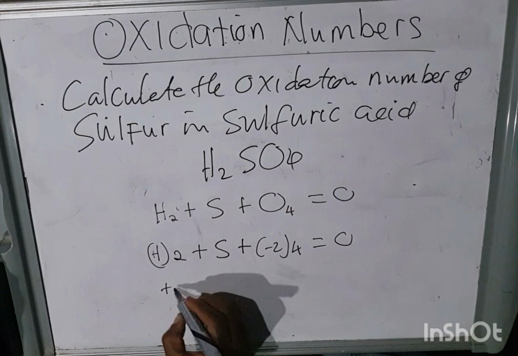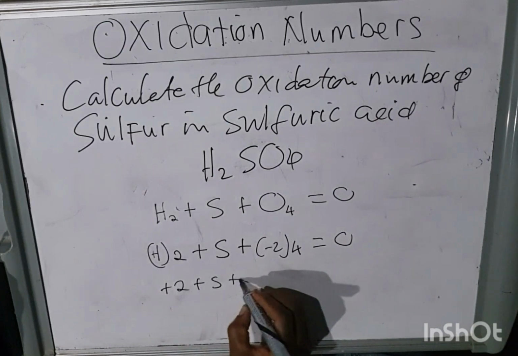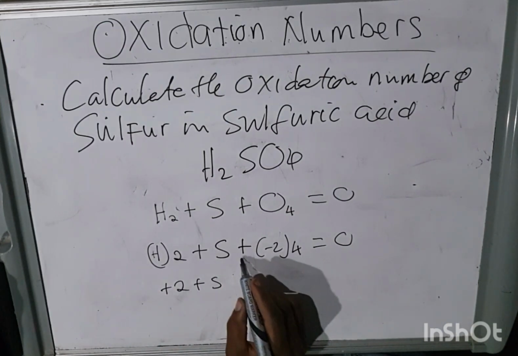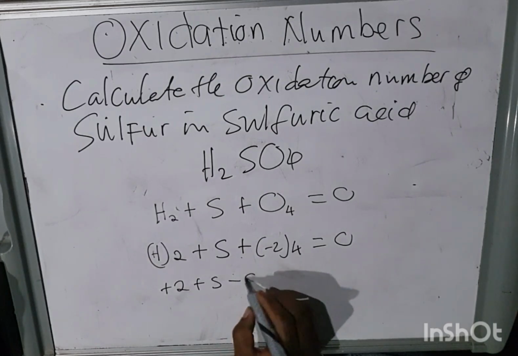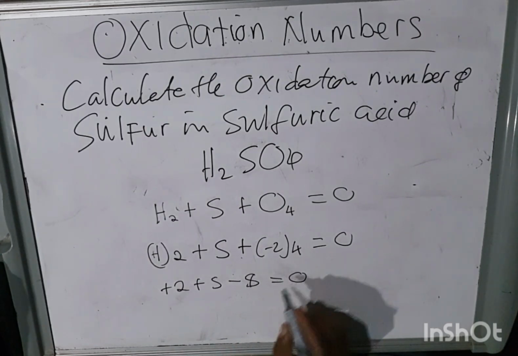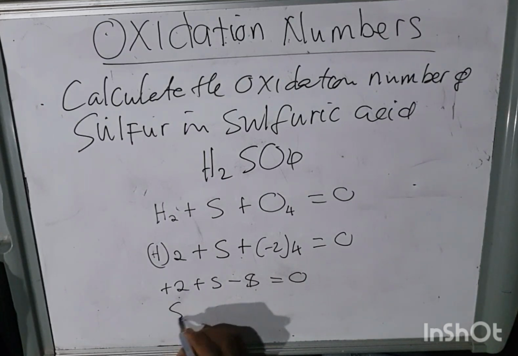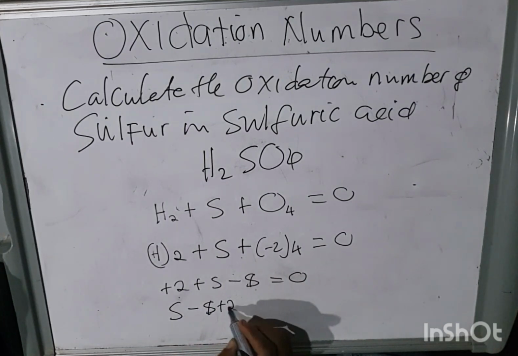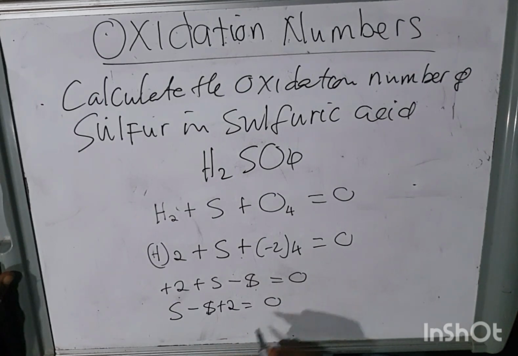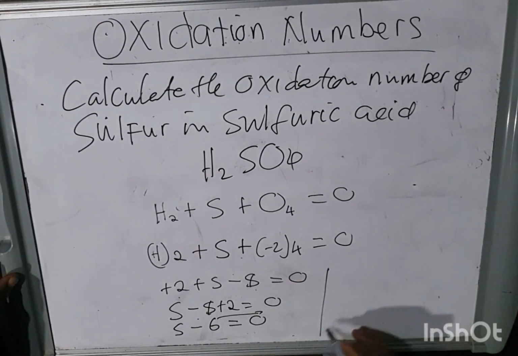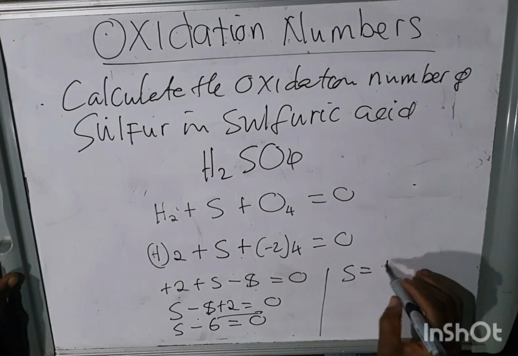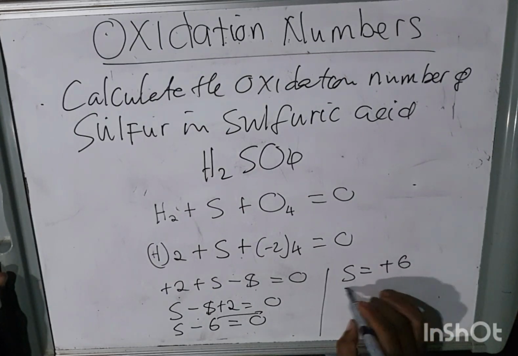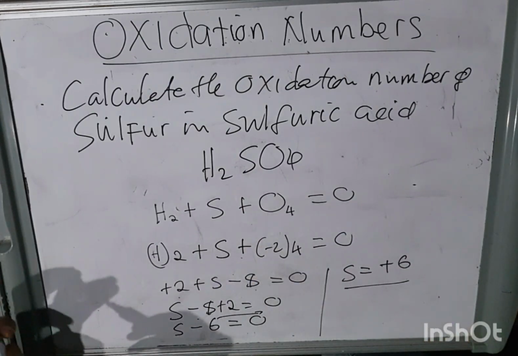So we have +2 plus the sulfur plus, positive and negative is giving us a -8. Then it's giving us 0. So we put these two together, sulfur, -8 plus 2, which is giving us 0. So sulfur, the answer we're going to get there is -6 equals 0. The 6 is going to the other side, and we have sulfur equals +6.